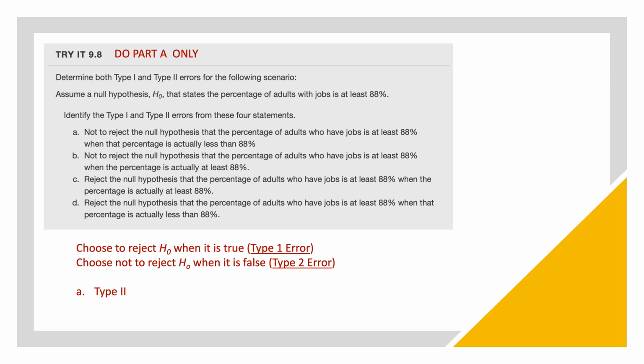Okay? All right. So there's some review of type 1 and type 2 errors with a little bit of alpha and beta sprinkled in.